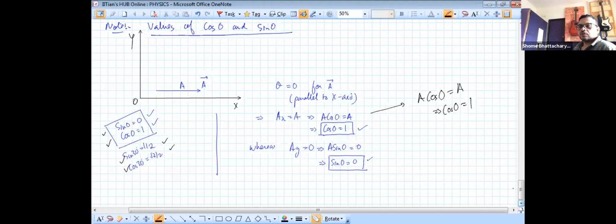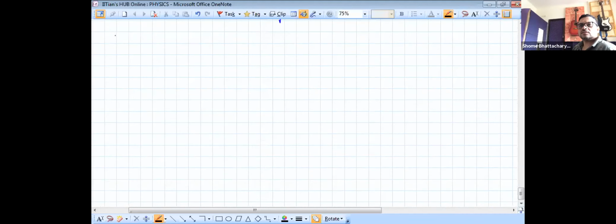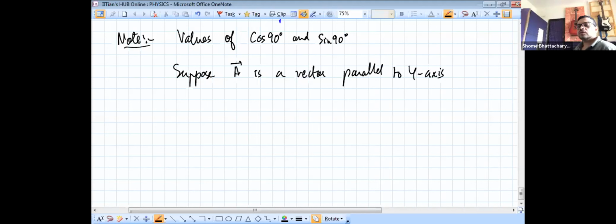Okay. Now, similarly, we'll see another thing, how we can get the value of cos 90 degrees and sin 90 degrees. Okay. So suppose A is a vector parallel to y-axis. It's a vector like this.